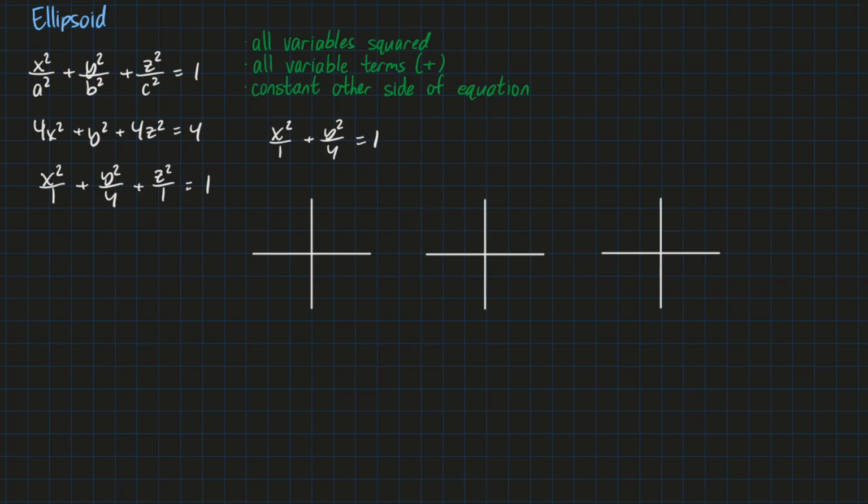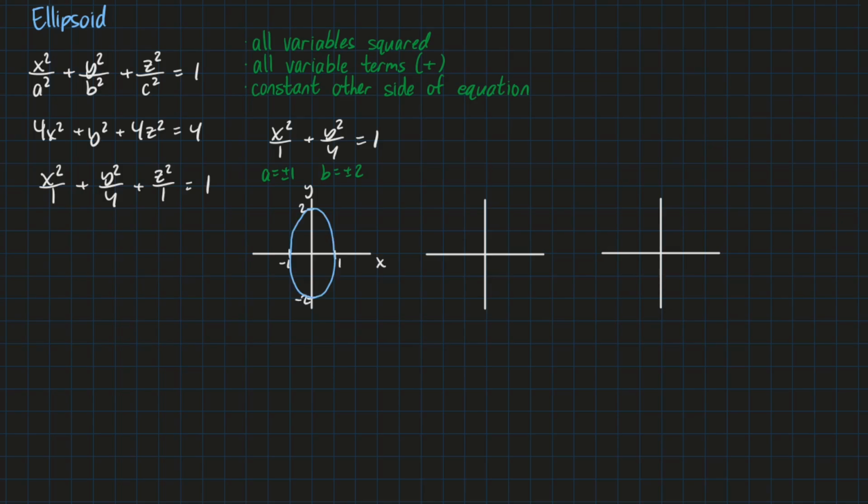So if we plug in 0 for z, we are looking on the xy plane. So let's say we want to plot this 2-dimensional graph if we have x along the horizontal axis and y along the vertical axis. We know that 1 equals a squared, so a equals plus or minus 1, and b squared equals 4, so b equals plus or minus 2. And we can just plot an ellipse.